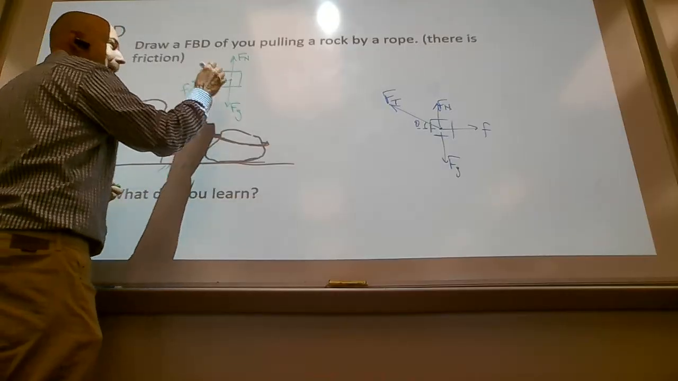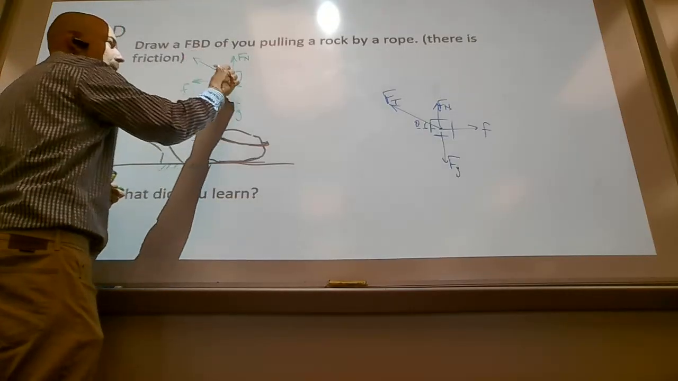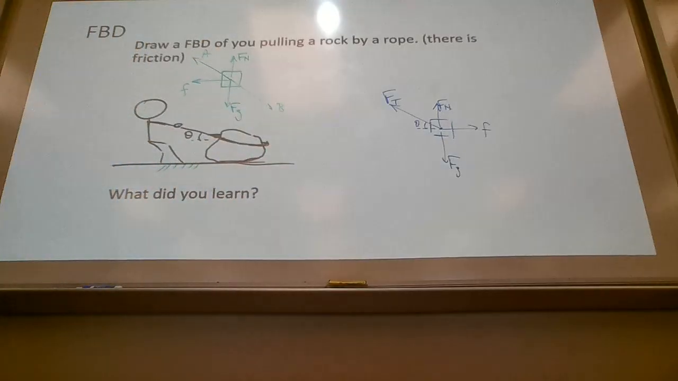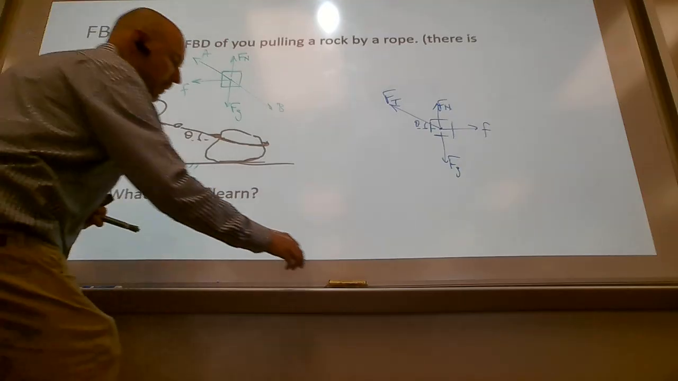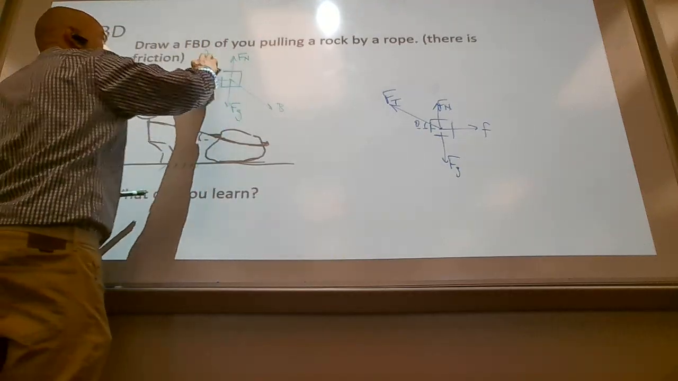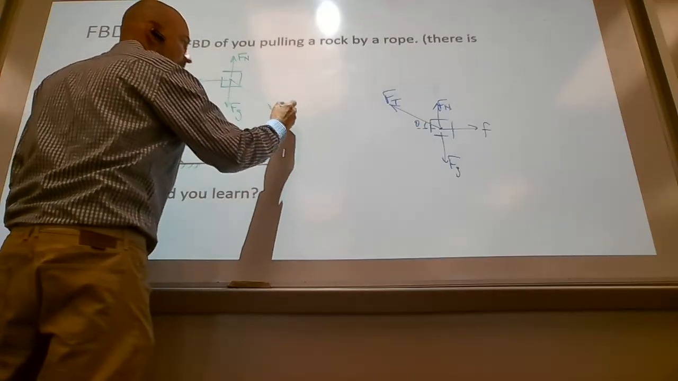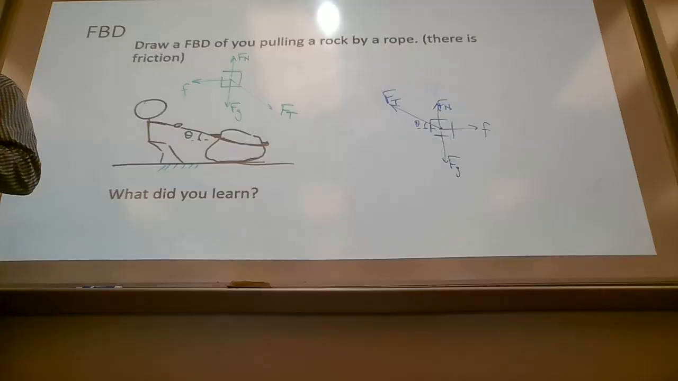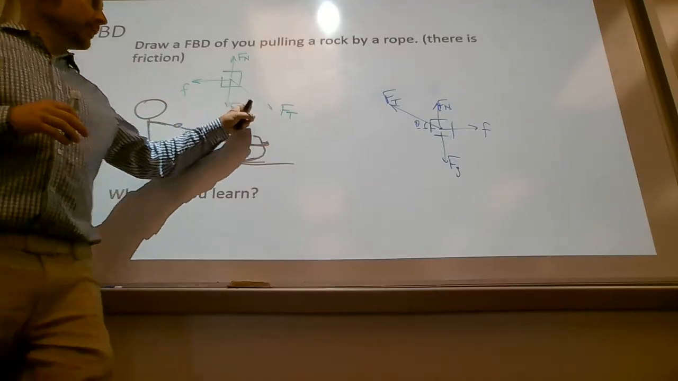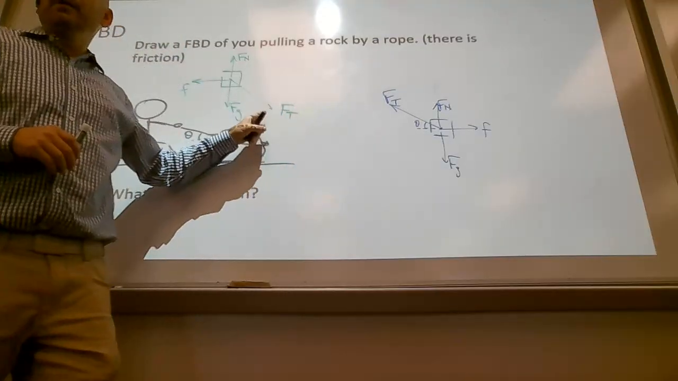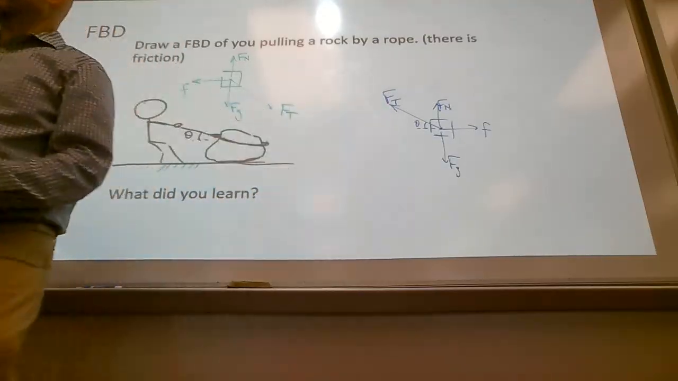Tension, is that acting A or B? What I care about is the force acting on the person, not what the person is doing. Which way is the rope pulling on the person? B. So this would be tension. Okay with that? Just a little side note, these would be considered Newton's third law. For every action, there's an equal and opposite reaction.